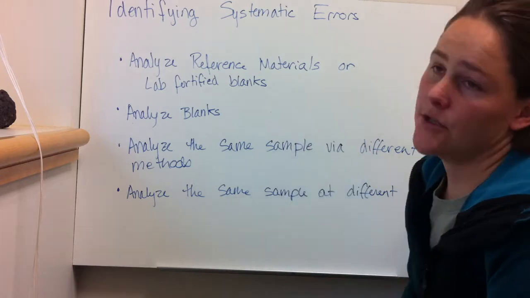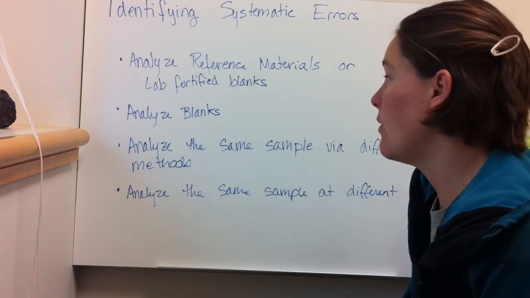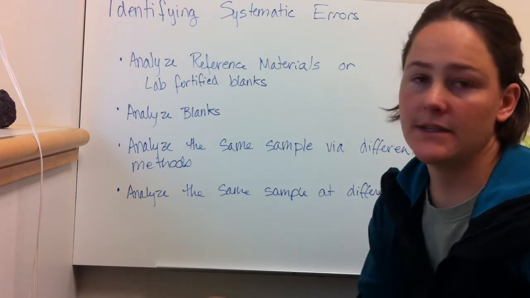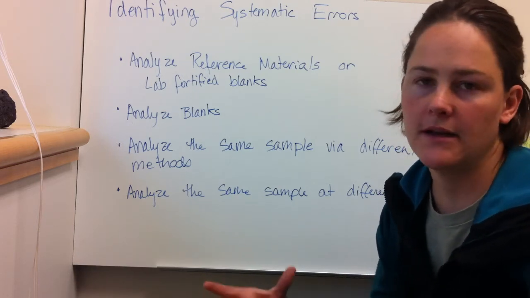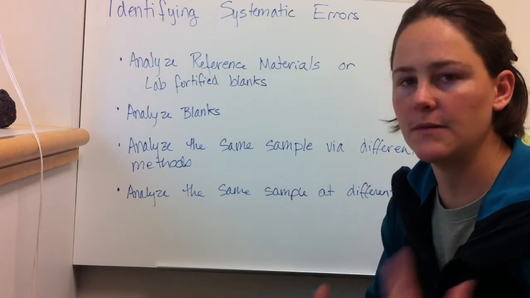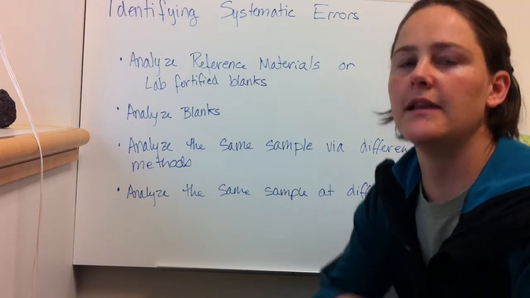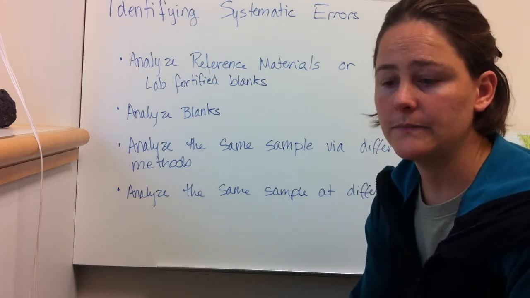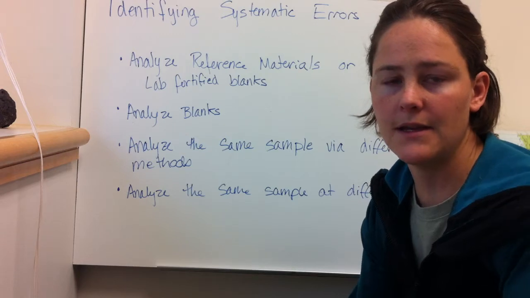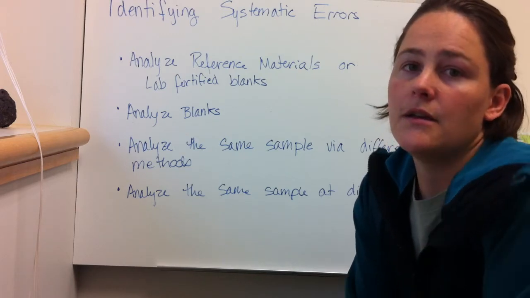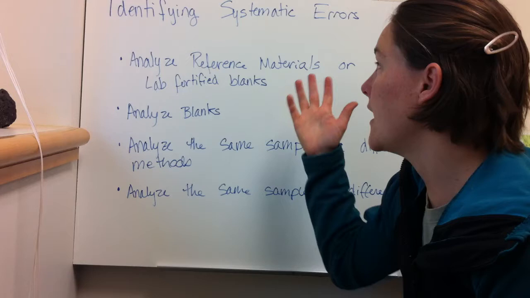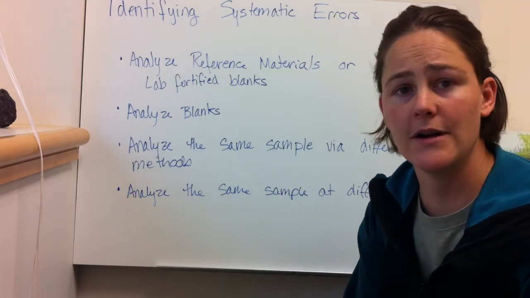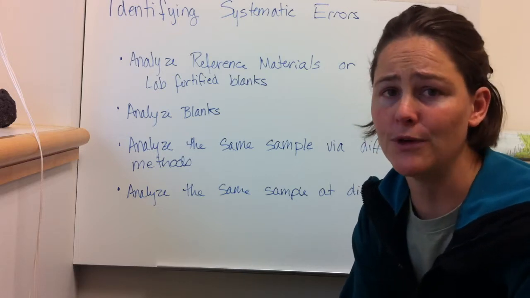There are lots of different things you can do. You can analyze reference materials or lab fortified blanks. A lab fortified blank is when you have a sample you know a lot about: you make a sample in your lab that has a similar composition and similar matrix, and then you analyze it, but you already know exactly what's in it. If your measurements say the same thing as what you put into the sample, then you know that you don't have systematic errors. You can also analyze blanks. If your blank isn't zero or isn't what you expect it to be, you know there's a problem with the instrumentation.